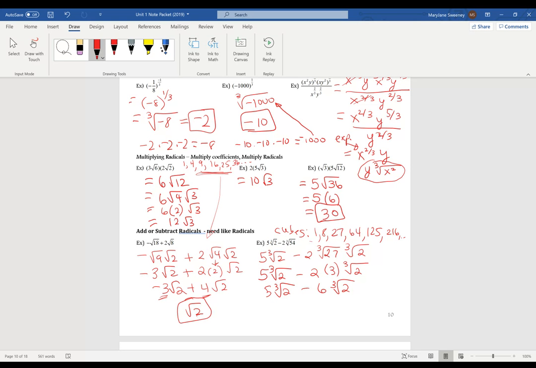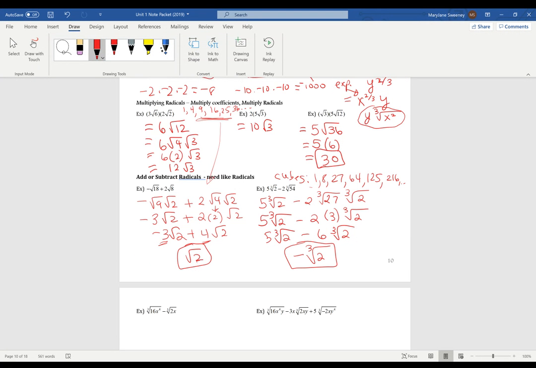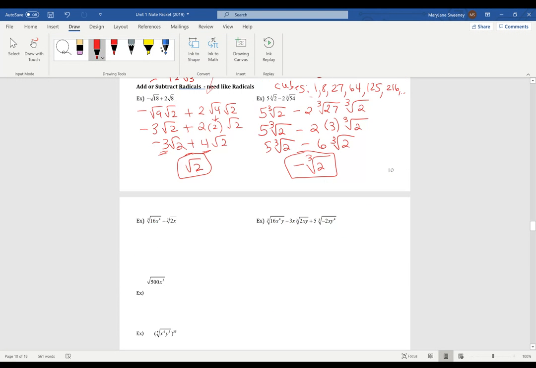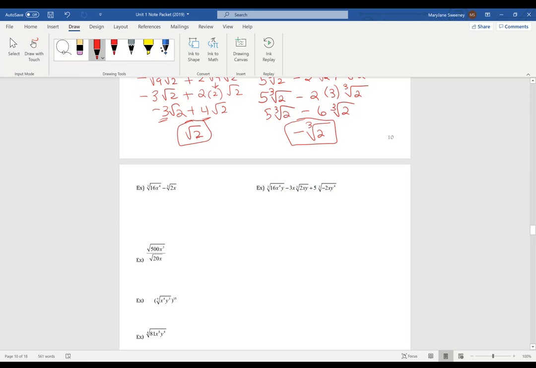So then we have a negative 1 cubic root of 2. Again, I don't need to write, and I shouldn't write the negative 1. It's most simplified like that. If you want to write it first and then rewrite it without, that's fine.